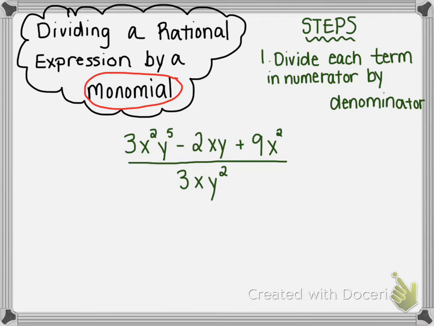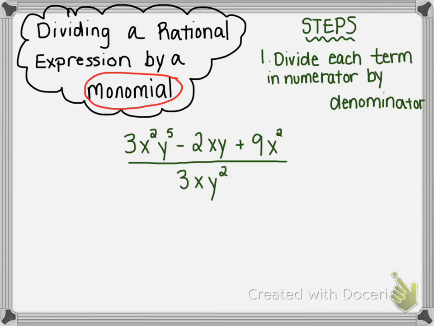An example that this might look like is something such as this. You've got your trinomial in the numerator, so 3 terms, 3x squared y to the 5th minus 2xy plus 9x squared. And we're dividing that just by one term, a monomial, 3xy squared. So the way that I'm going to go about doing that is I'm going to look over here.